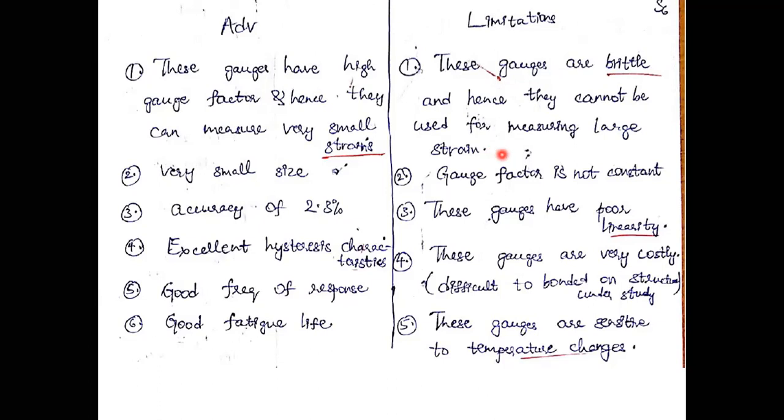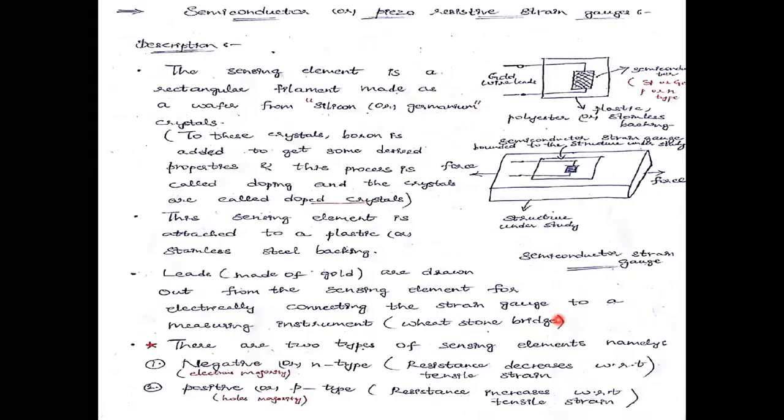Gauge factor is not constant here in this semiconductor type. These gauges have poor linearity also. These gauges are very costly and difficult to bond on structures under study. These gauges are sensitive to temperature changes. This is about semiconductor type of strain gauge or piezoresistive type of strain gauges.